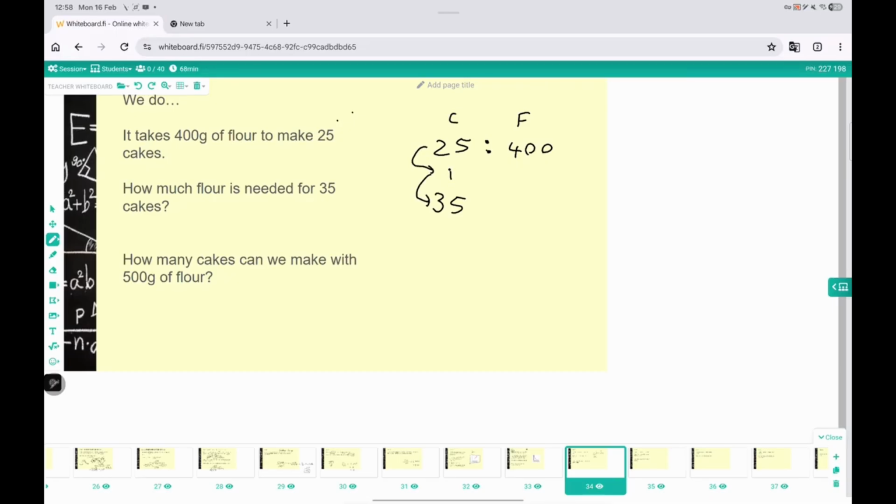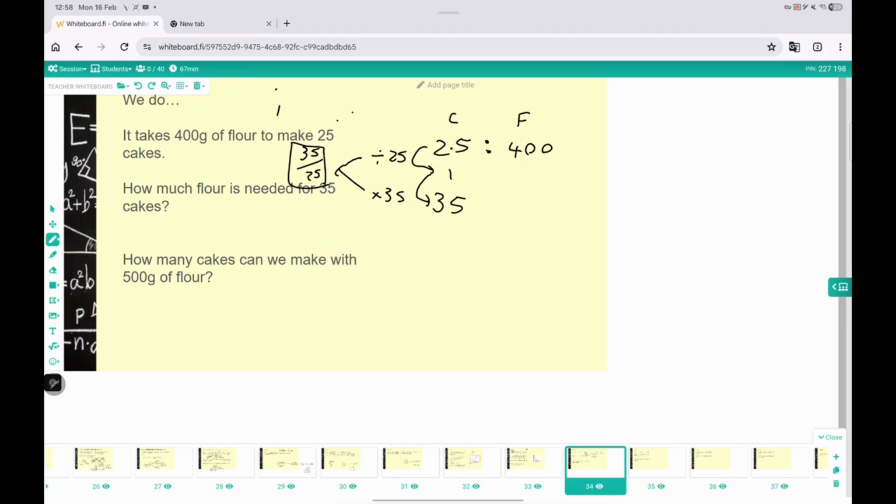We all know how to get from 25 to 1, and we all know how to get from 1 to 35. To get from 25 to 1, we need to divide by 25. To get from 1 to 35, we need to times by 35. You can actually, by the way, convert that into 35 over 25, like one single mathematical function, but don't worry about that too much if that confuses you.